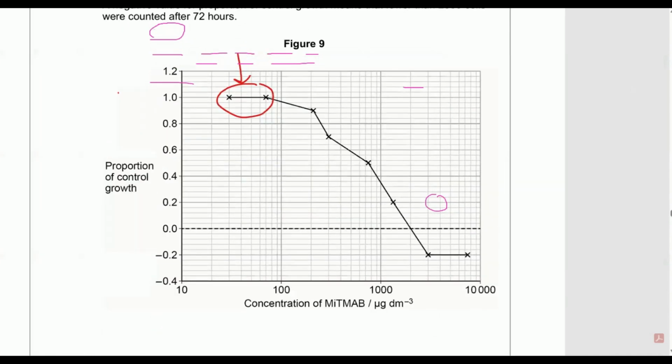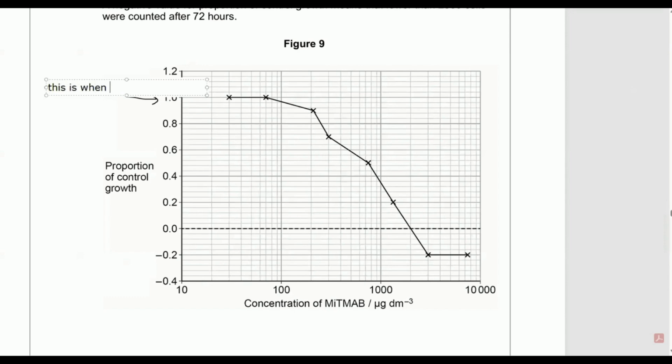So what do we mean by equal to the control? Well, if you look on the y-axis, this says proportion of control growth. So at which point on that line is cell growth the same as the control? And that's going to be where it's 1, because 1.0 means that the cell growth with MIPMAP is 1 times the cell growth with the control, and 1 times 1 is 1. So that is when it is equal to the control. So times 1 as a proportion is equal to the control. When it is at 0 to the control, where do we find that? Well, we're going to find that with that dotted line.